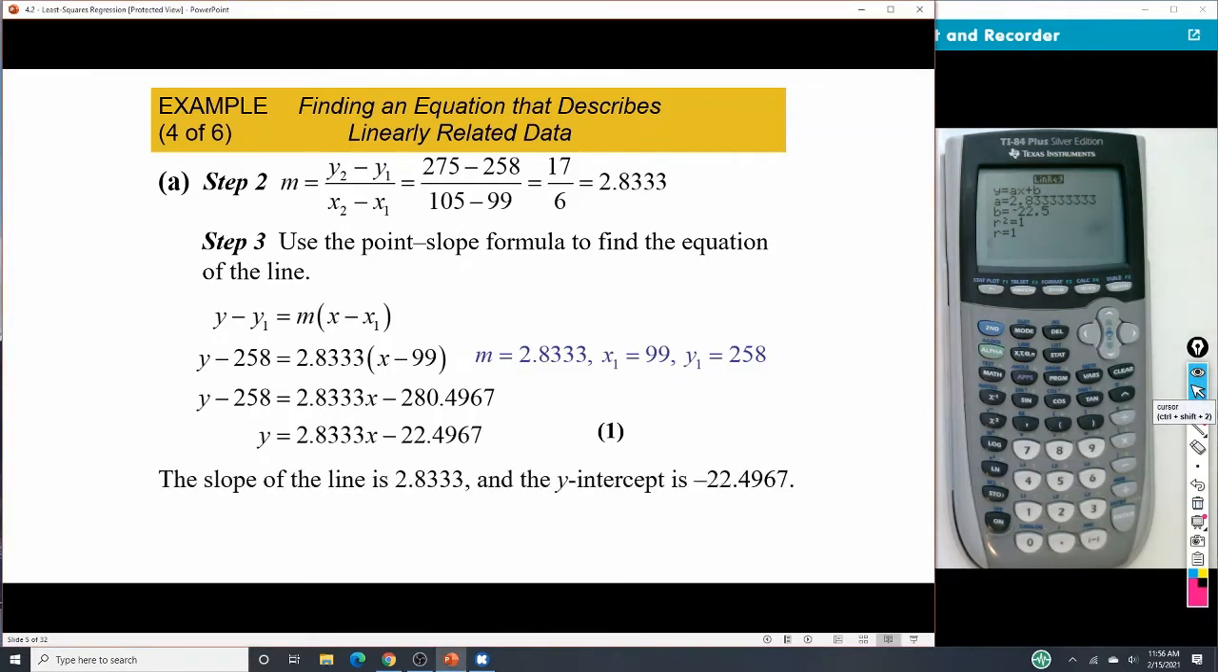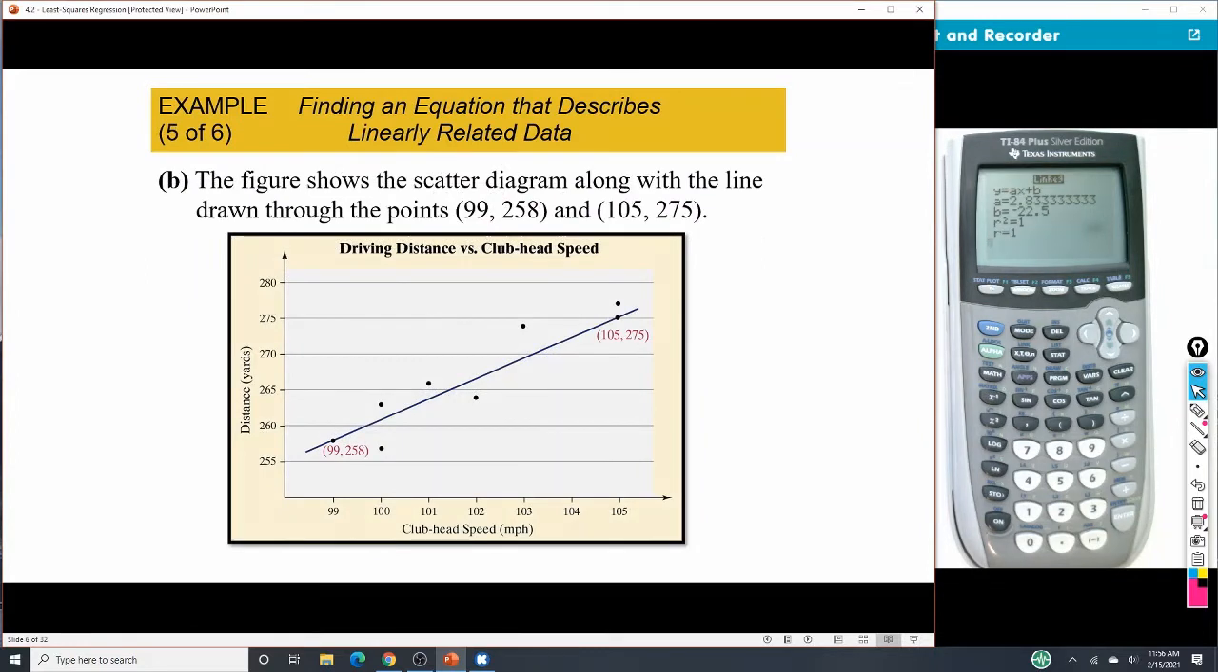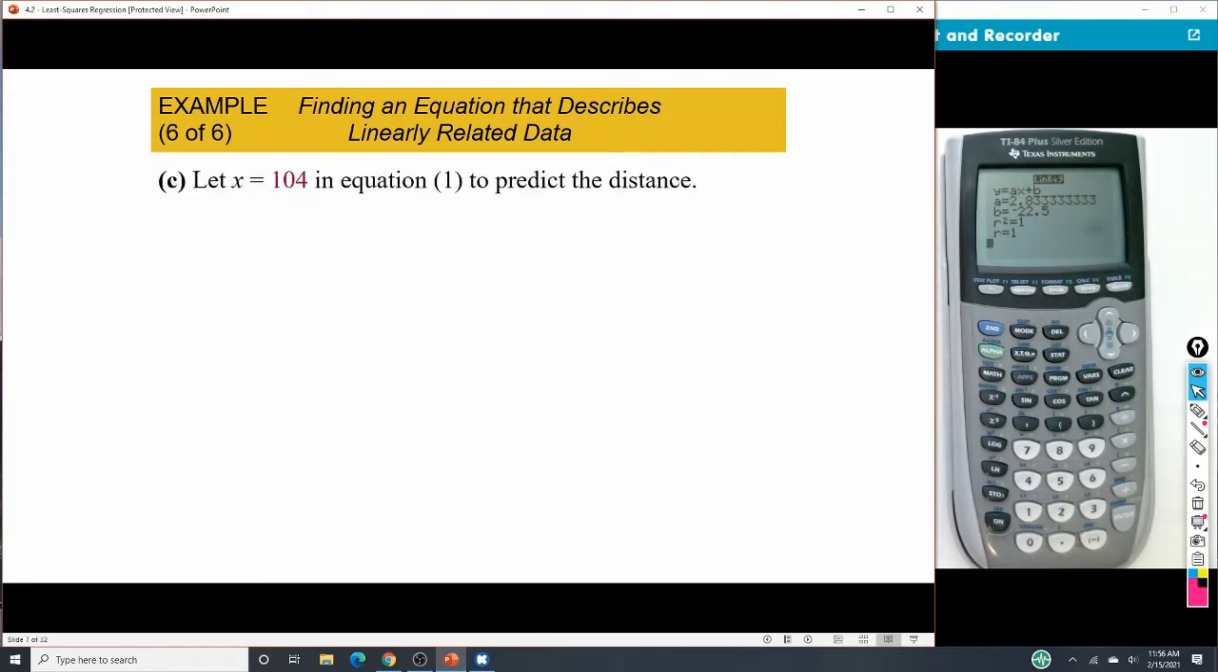All right, and so that's what they say: the slope of the line is the A value, the y-intercept is the B value up there. And so that's where they connected those 2 points, they drew the line on the scatter diagram. Now, what about predicting if x is 104? So that's going to be plugging into that equation that we just created.